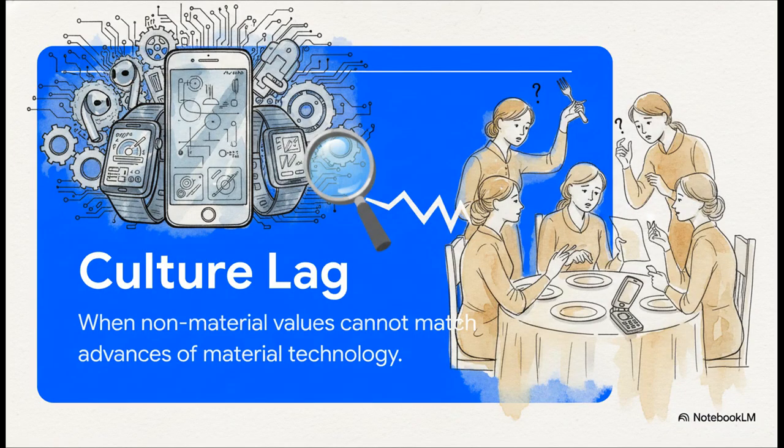But what's really fascinating is what happens when these dimensions fall out of sync. For a culture to function smoothly, the material and non-material dimensions have to work together. But when our material tools advance incredibly fast and our normative rules and values just can't keep up, we experience what sociologists call culture lag. Just think about how incredibly fast smartphones evolved versus how long it's actually taking society to figure out the polite, normative rules for using them at a dinner table.